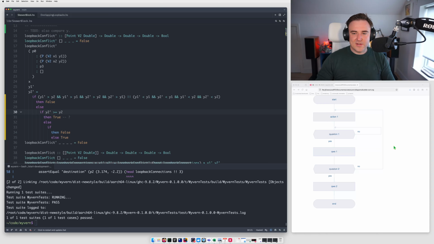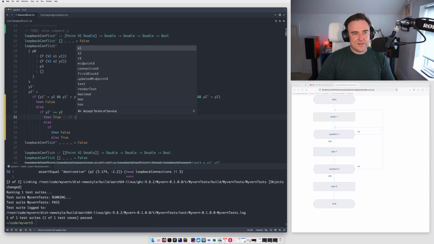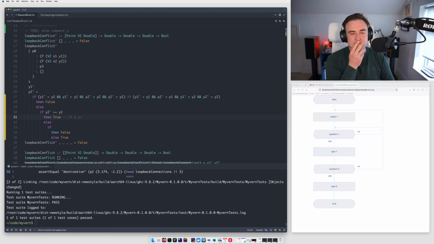the collision is going to exist if x equals x1 or x2. So let's go with x2. So if they are equal, it's going to be a clash.